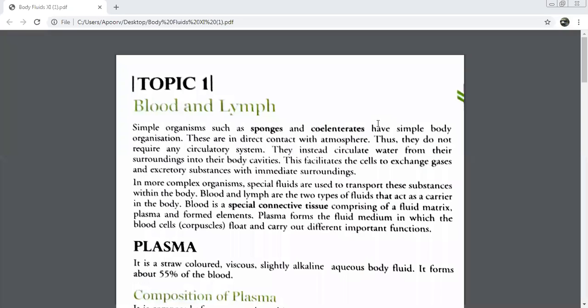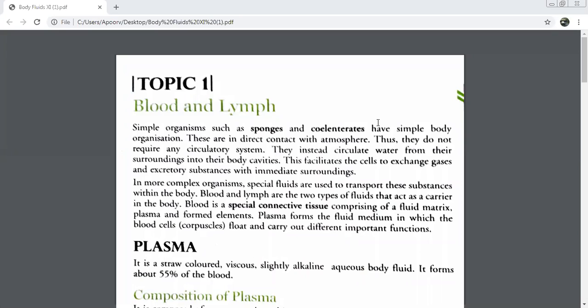Respiration in plants. Yes, ma'am. Plant growth and development. Yes, ma'am. Digestion and absorption. No, most of the chapter, no, ma'am.